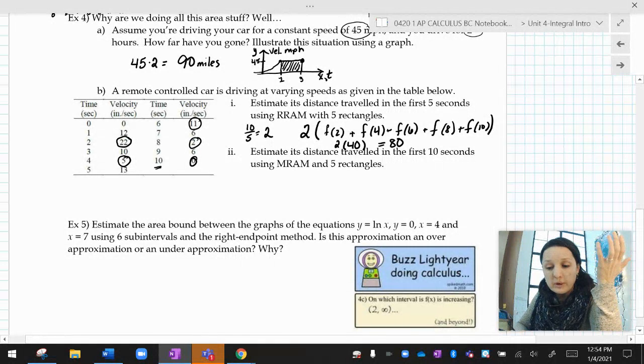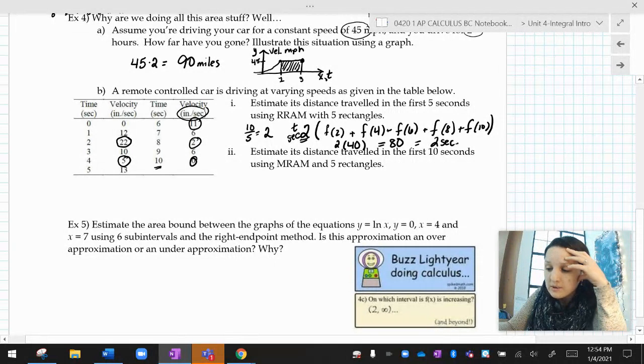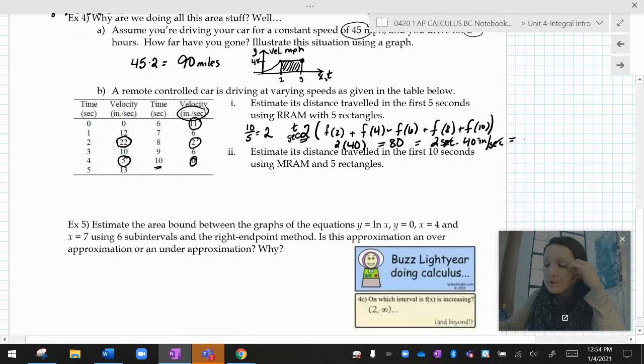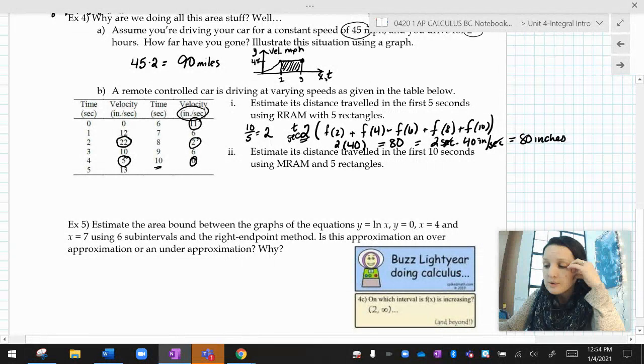Now let's talk about units. We multiplied 2, which is a change in time, which is in seconds, right? Times velocity, which is in inches per second. So I did 2 seconds times 40 inches per second, which is 80 inches.